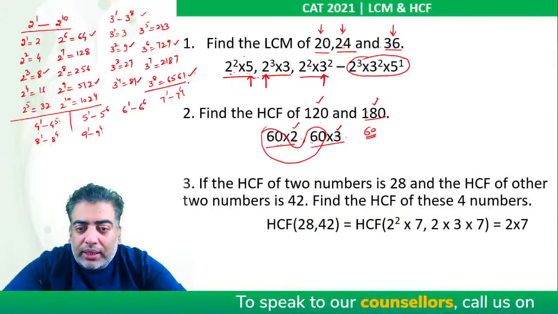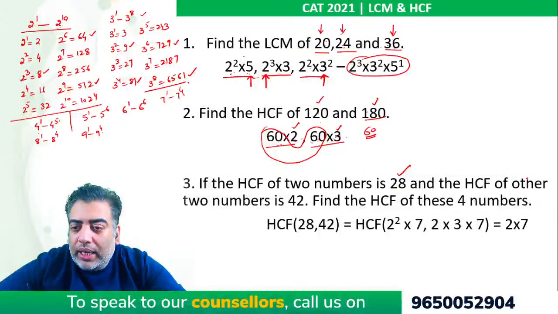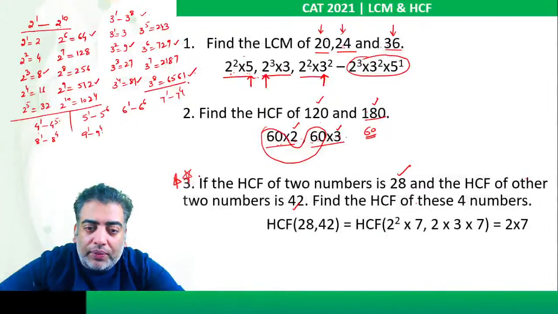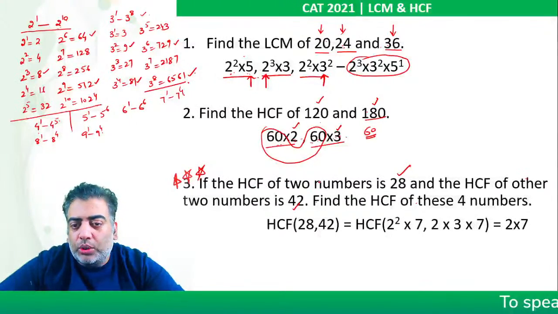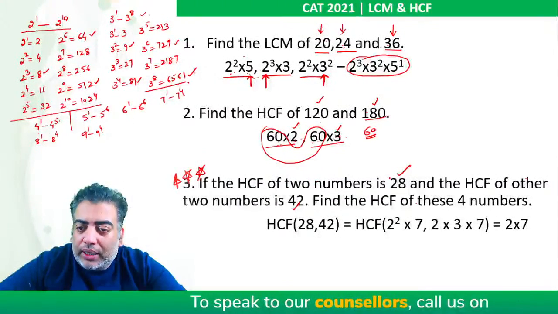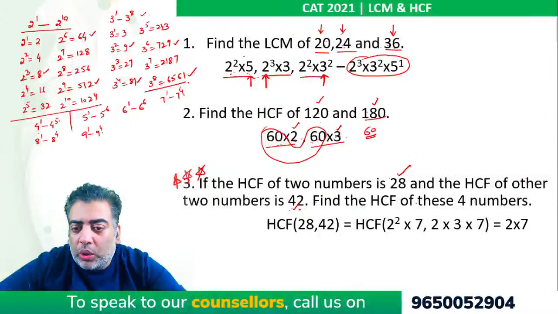So in the third, he says if the HCF of two numbers is 28 and the HCF of other two numbers is 42, then find the HCF of these four numbers. Another standard question which came in different exams, it has come in CAT many times. So if the HCF of two numbers is 28 and of some other two numbers is 42, then what will be the HCF of all four? HCF of 28 and 42 only.